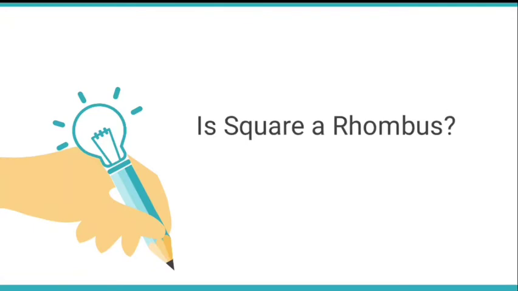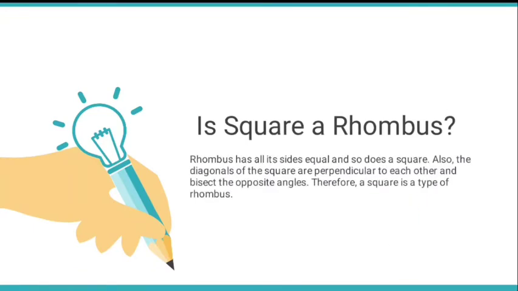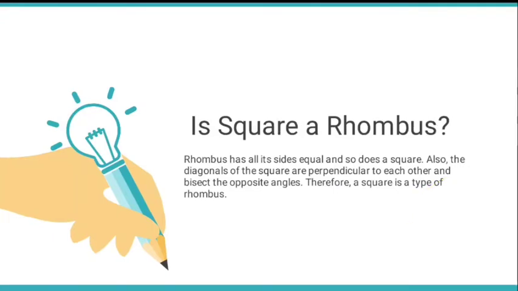Now, is a square a rhombus? So, a rhombus has all its sides equal, and so does a square. Also, the diagonals of the square are perpendicular to each other and bisect the opposite angles. Therefore, a square is a type of rhombus.